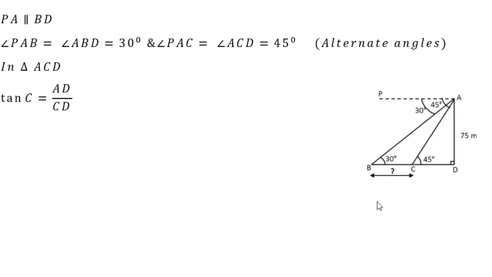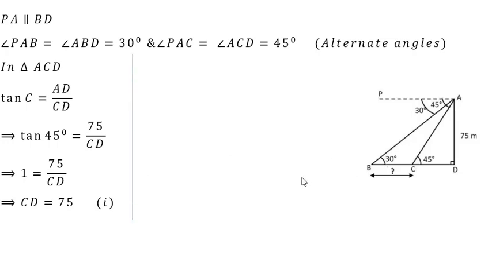Now I will choose triangle ACD. In triangle ACD, tan C is equal to opposite upon adjacent, that is AD upon CD. Now the value of tan C, that is tan 45, is 1. AD is 75. So from this I will get the value of CD also 75.